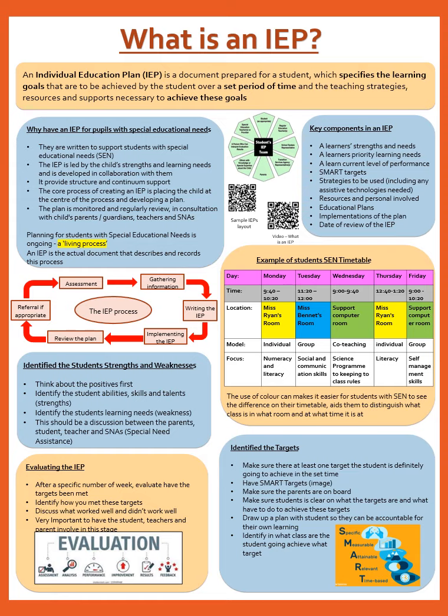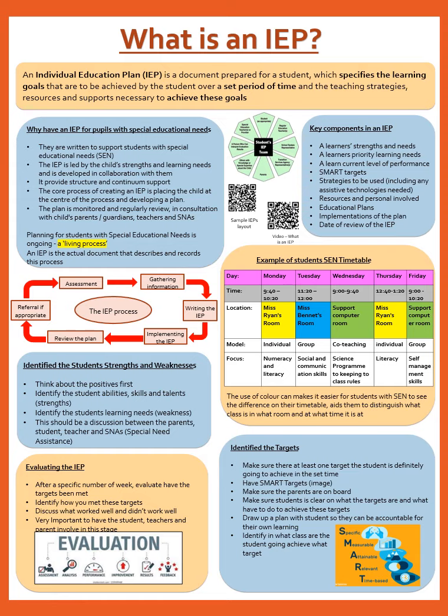The core process of creating an IEP is placing the child at the centre of the process and developing a plan around them. The plan is monitored and regularly reviewed in consultation with the child's parents/guardians, teachers and SNAs, special needs assistants. Planning for a student with special education needs is an ongoing process, which is called a living process. An IEP is the actual document that describes and records this process.